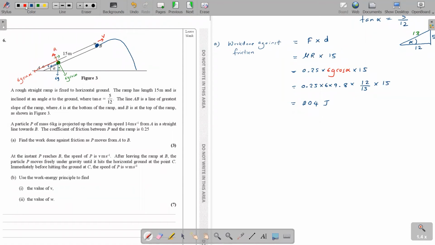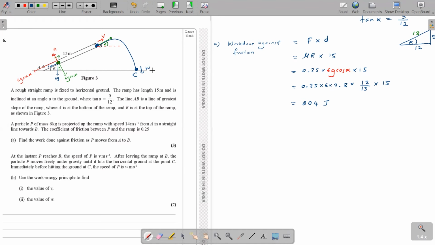The angle that the projectile path makes is the same angle, alpha, because we projected along this angle. So they're asking you in part A, after leaving the ramp at B, so that is this projectile path, the particle P moves freely under gravity until it hits the horizontal ground at the point C. Do you see the point C? I marked it where it hits the ground. Immediately before hitting the ground, the speed of P is W.